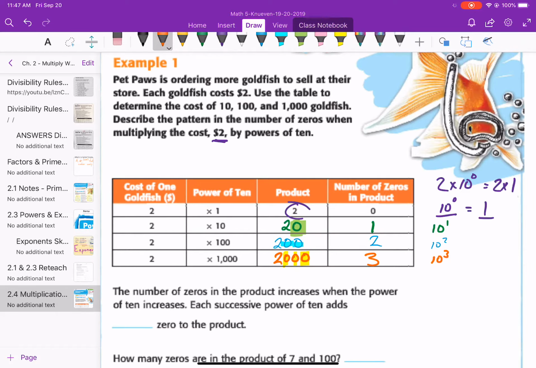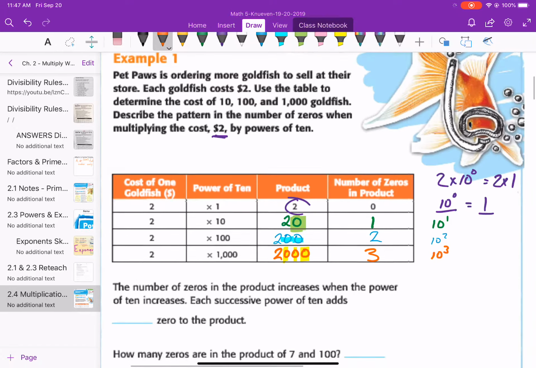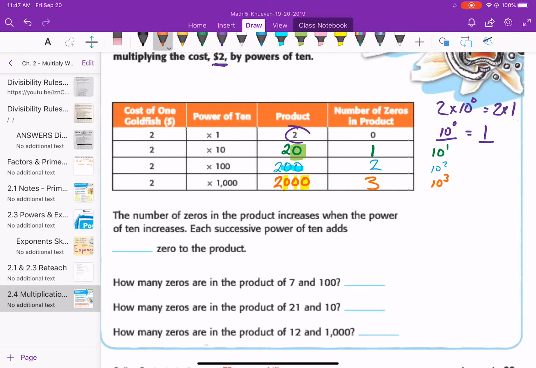Look at the connection that we have with our numbers. If I have 10 to the first, how many zeros did I have? I had 1 zero here. If I have 10 squared, the 2, I have 2 zeros in my answer. And if I have 10 cubed, I have 3 zeros. So the number of zeros in the product increases when the power of 10 increases. Each successive power of 10, meaning each one that follows, adds 1 zero to the product.